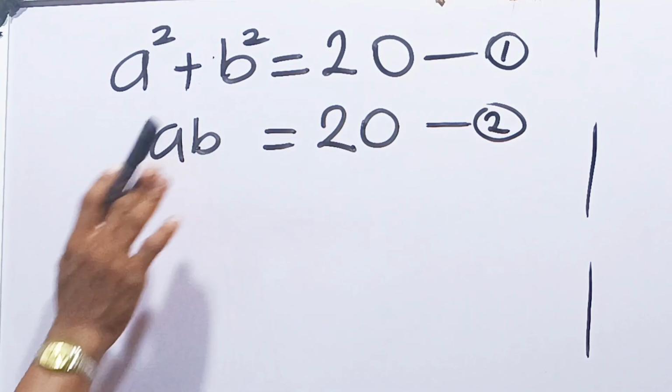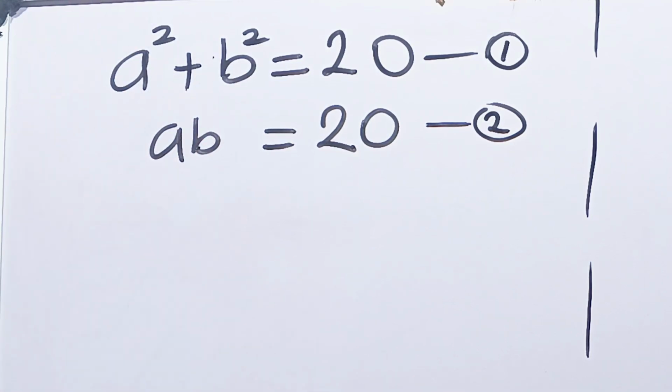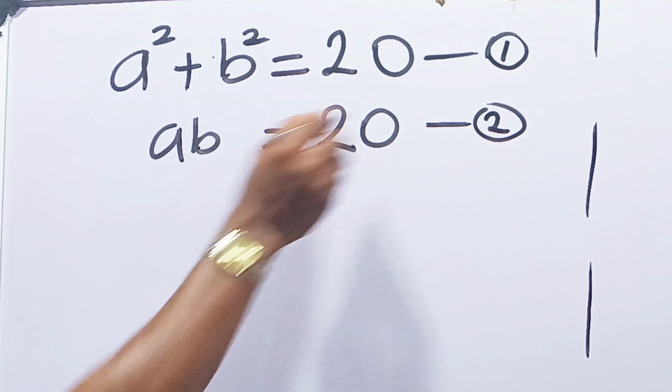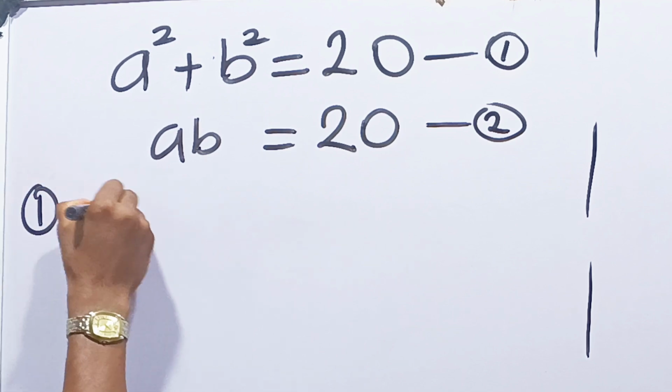Let's solve this together. It says a squared plus b squared is equal to 20 and ab is equal to 20. We're going to solve for the value of a and for b. How do we do this? First thing we can say is that since this is equation 1 and equation 2, we can go ahead and say equation 1 minus equation 2.